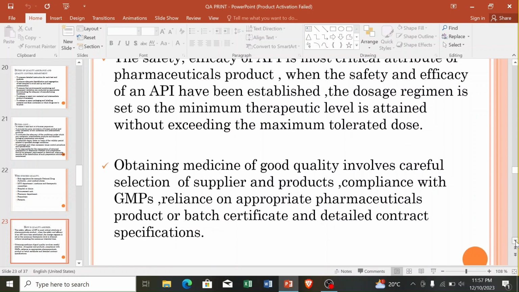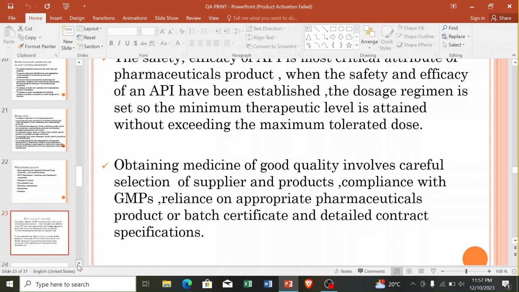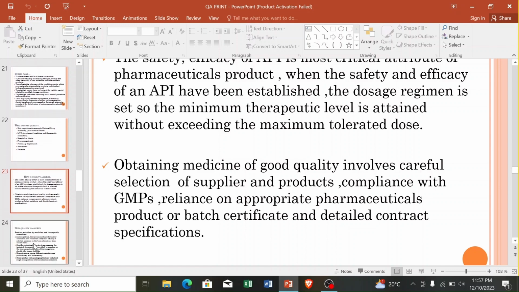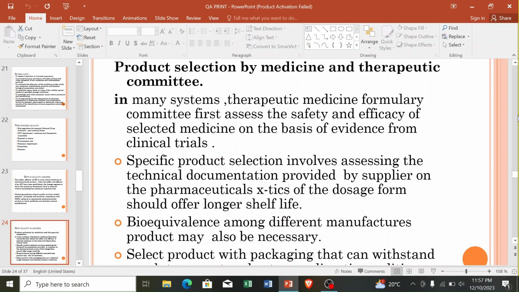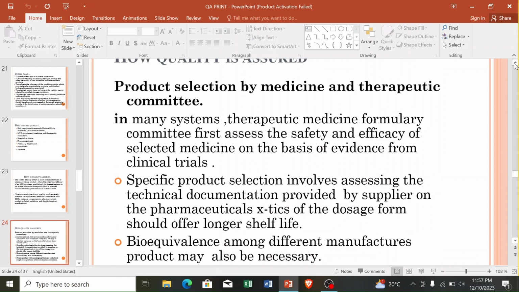Obtaining medicine of good quality involves careful selection of supplier and products, compliance with good manufacturing practices, reliance on appropriate pharmaceutical products or batch certificates, and detailed contract specifications. There is a need for us to have detailed specifications.